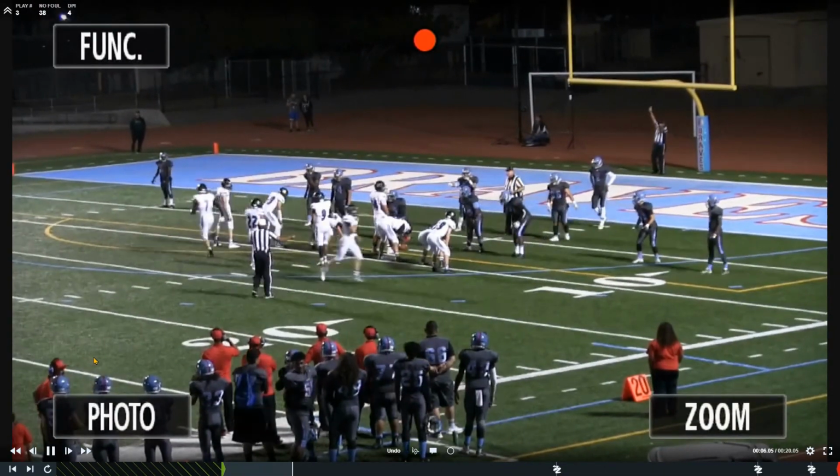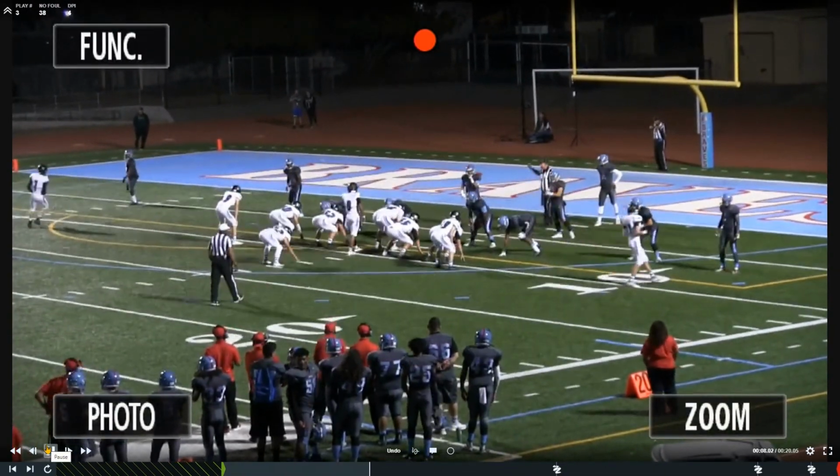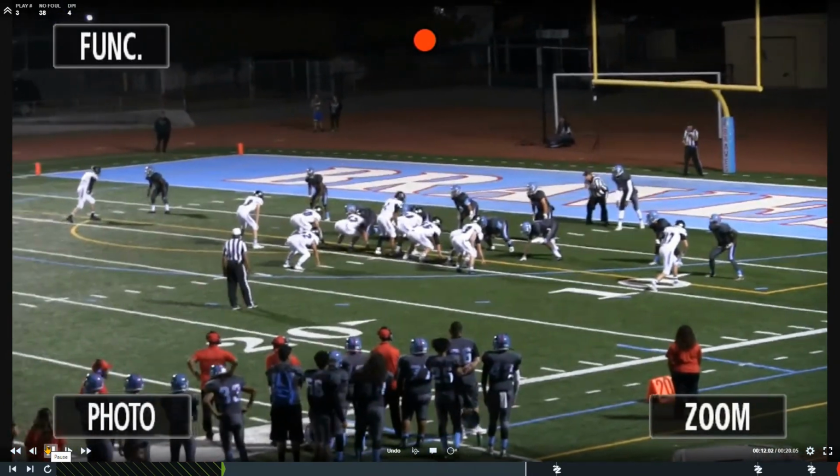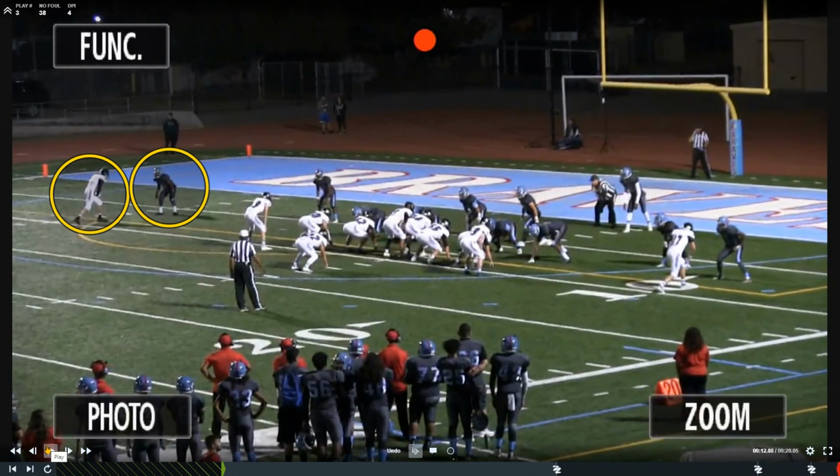All right, well, this shows one of my pet peeves with camera operators. God bless them, but all you do is push a button to get these dumb photos zoom and function off the screen. All right, back to football.